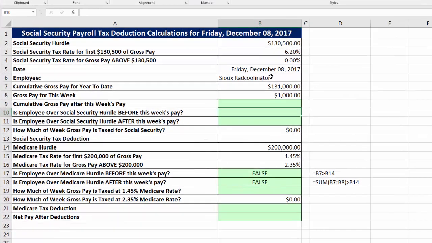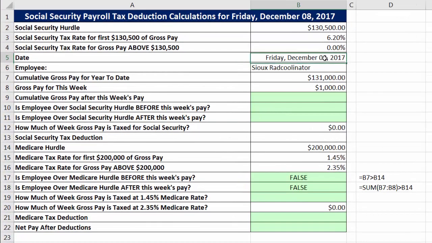Now here's the situation. This is Sue. This is 2 weeks ahead, so it's December 8th. Here's our hurdles for both of the taxes, and the cumulative gross pay for year to date. That's before this paycheck. So I can come straight to the question. Is employee over Social Security hurdle before this week's pay? Equals, I'm asking the question, begin cumulative, are you greater than the hurdle? And when I hit enter, the answer is true.